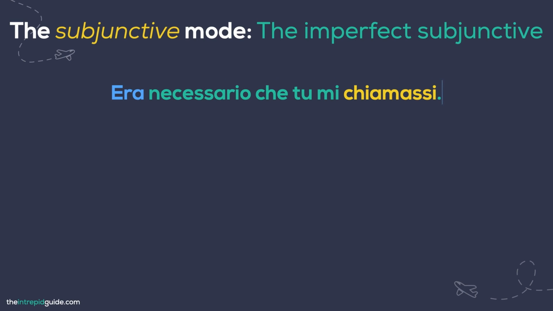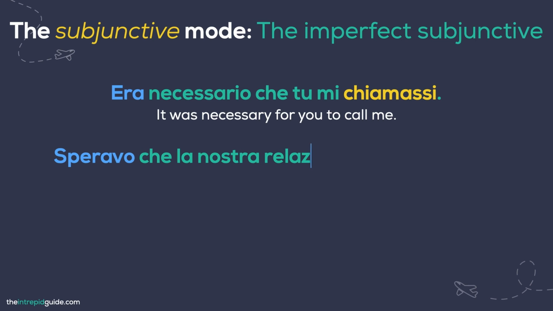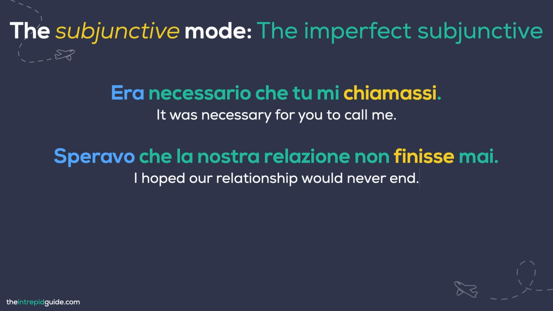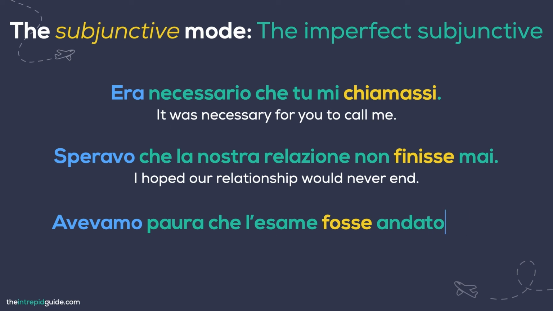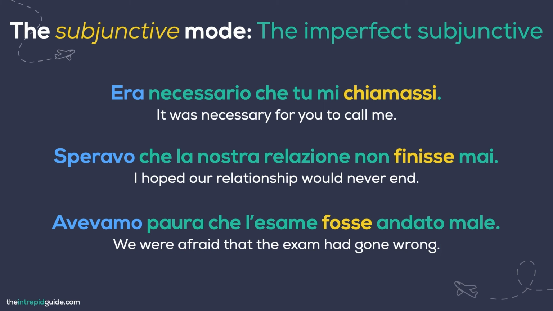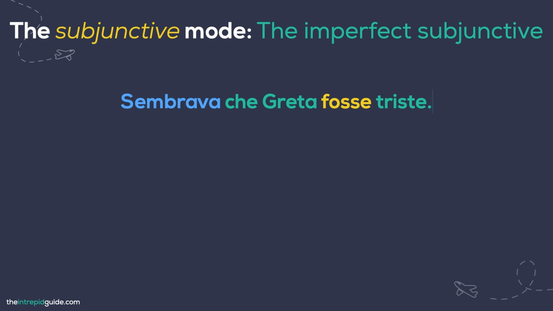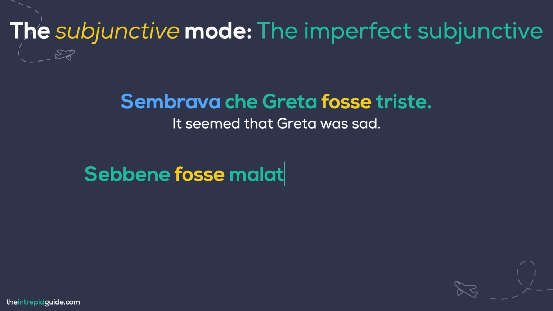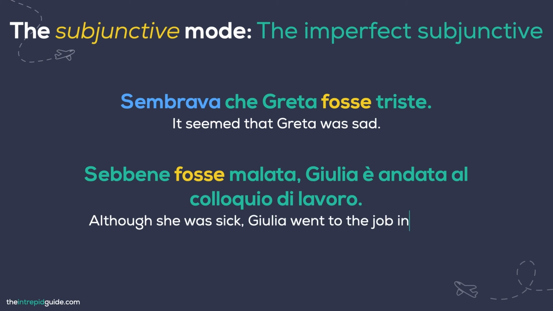See the following examples. Era necessario che tu mi chiamassi. It was necessary for you to call me. Speravo che la nostra relazione non finisse mai. I hoped our relationship would never end. Avevamo paura che l'esame fosse andato male. We were afraid that the exam had gone wrong. Sembrava che Greta fosse triste. It seemed that Greta was sad. Sebbene fosse malata, Giulia è andata al colloquio di lavoro. Although she was sick, Julia went to the job interview.